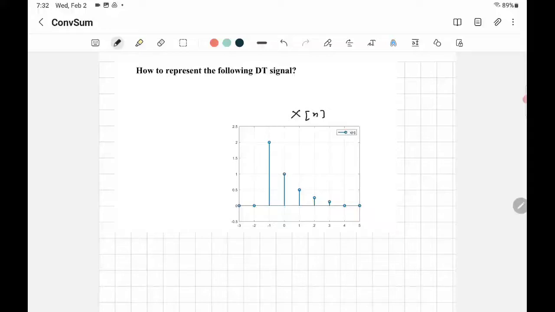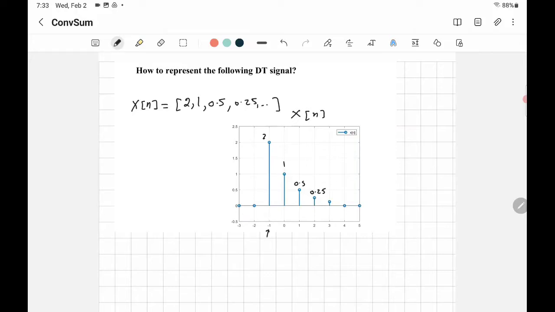This signal? Well, there are two ways. The simple way, you will say x of n equal, and then just start to write the values of each one. Like at n equal -1, the value is equal 2, so you write 2. Then the value here is 1. At n equals 0, you write 1. And the value here is 0.5, you write 0.5. Then 0.25, 0.25, and so on. That's the way you make a list here.